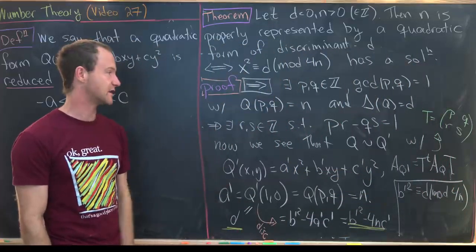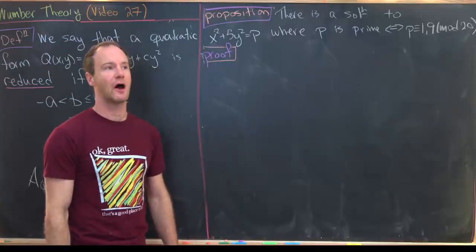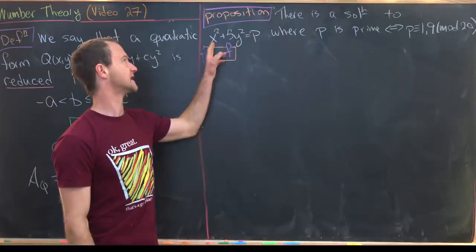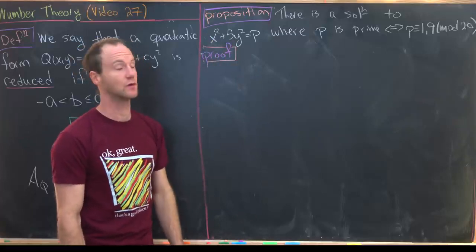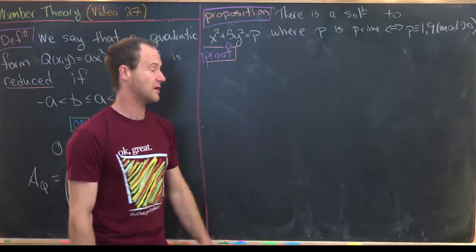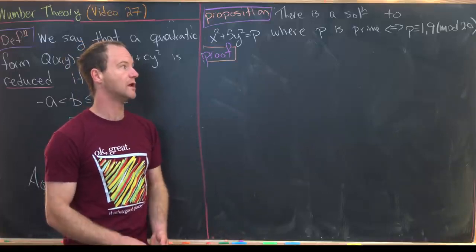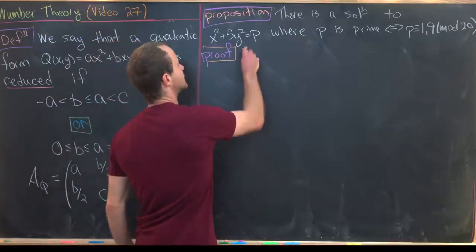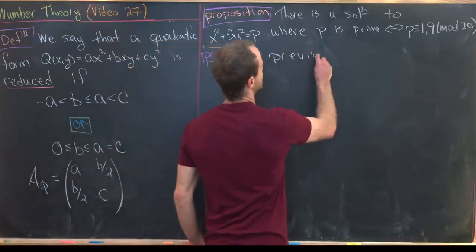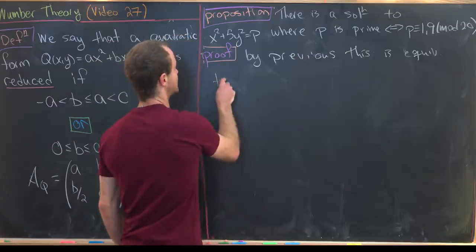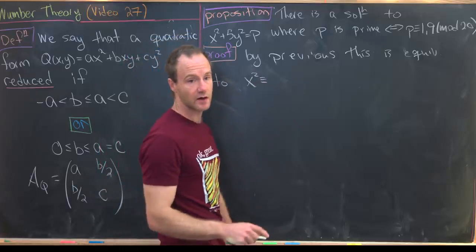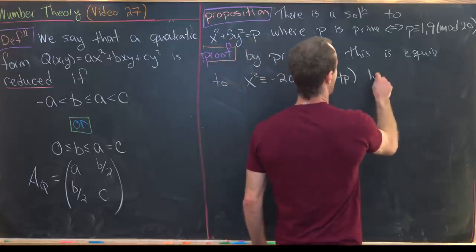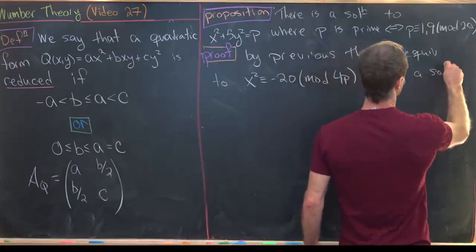Okay, now that we've proven this big theorem, let's see an example. Now we're going to see the power of that previous theorem. And so we're going to show that there is a solution to the quadratic congruence x squared plus 5y squared equals p, where p is prime, if and only if p is congruent to 1 or 9 mod 20. Okay, so let's look at the proof. So by the previous theorem, the one that we just got done proving, this is equivalent to the congruence x squared congruent to negative 20 mod 4p having a solution.